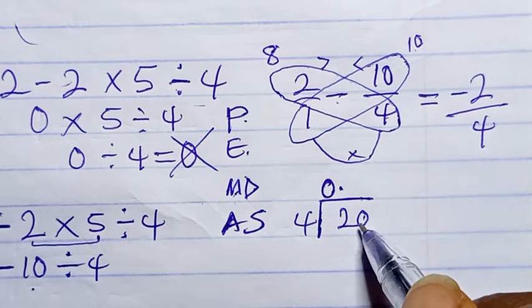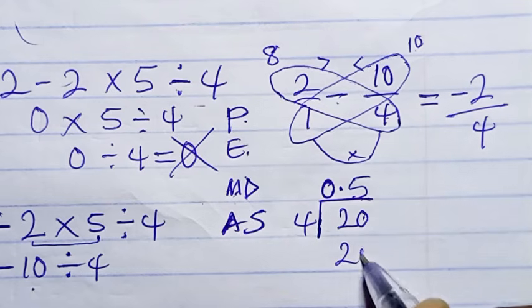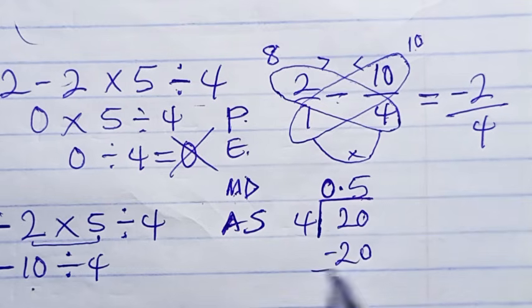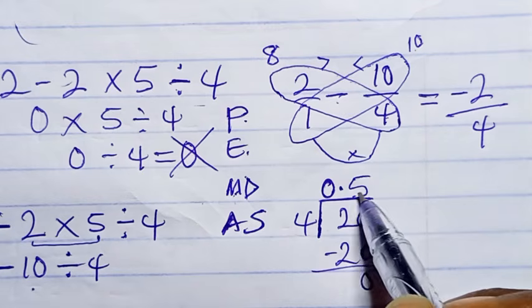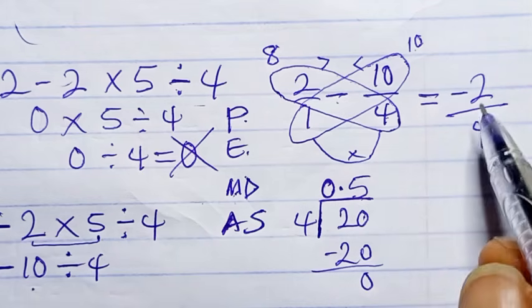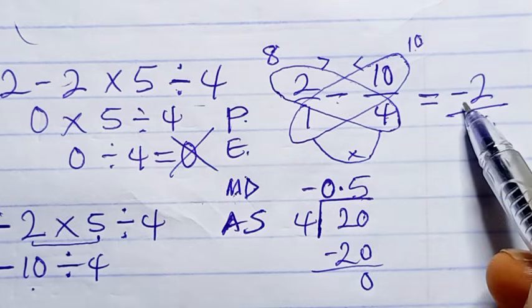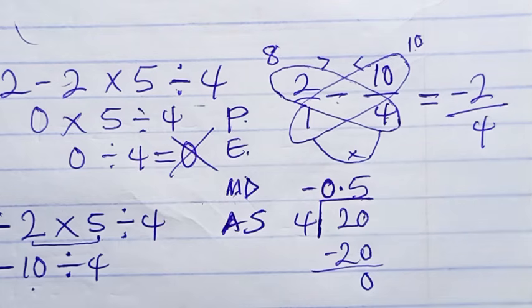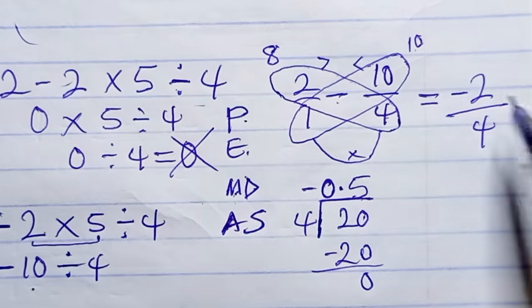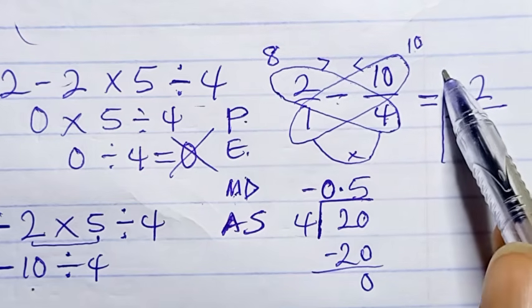Can 4 divide 20? Yes. How many times? 5. 5 times 4 is 20. We subtract, we have 0. So our decimal answer is 0.5. So when we add the negative sign, because the answer was carrying negative, our answer is going to be minus 0.5.